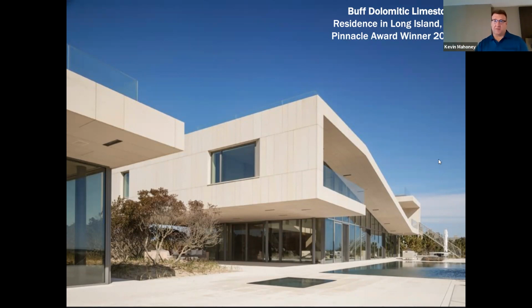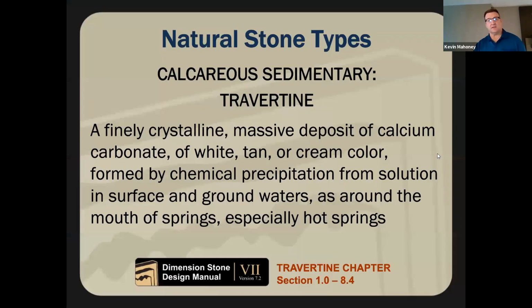This happens to be the Buff Dolomitic Limestone Pinnacle Award winner from 2013. A finely crystalline, massive deposit of calcium carbonate of white, tan, or cream color. And what we're talking about here is travertine. We talked a little bit earlier about how the precipitates from river or running water leaving the minerals over time give us that travertine. Hot springs are known for that as well.